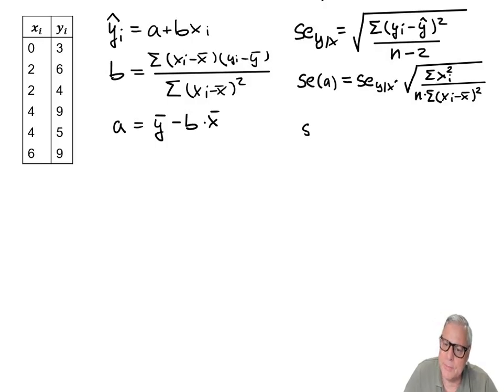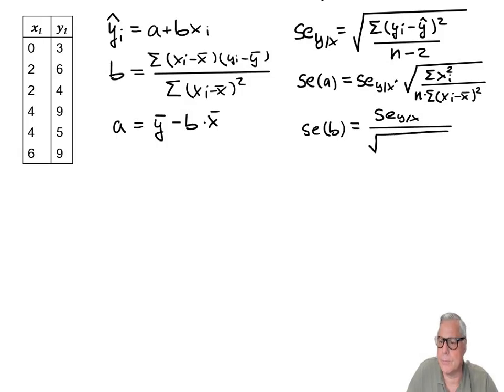And lastly, what we calculated is the standard error of the slope, and that was a little bit easier. That was just the standard error of the regression over the square root of the sum of all the square deviations from the mean. This is what we got.